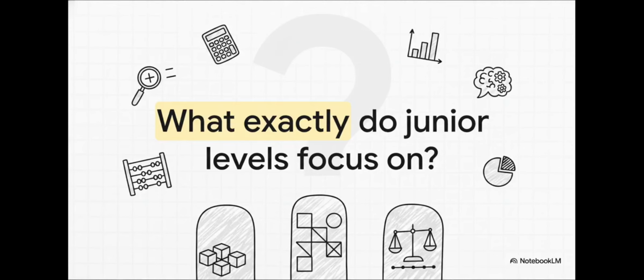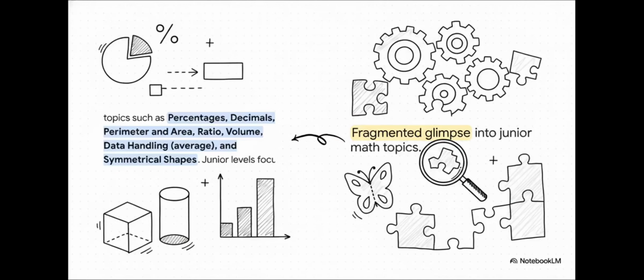Well, we are going to answer that by looking directly at the source material. And here it is. This is the exact source document we're analyzing today. It's really just a fragmented glimpse, literally a single partial sentence, captured from a much broader curriculum document. You can see topics like percentages, decimals, perimeter and area, ratio, volume, data handling, and symmetrical shapes. Now, it's incredibly brief, for sure, but it is densely packed with core cognitive development milestones. Every single item on this list represents a massive foundational step in classroom instruction.